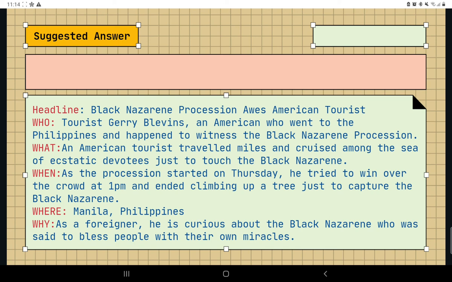So, what is the headline? The headline is the title, of course. The Black Nazarene Procession of American Tourists. The who? O, sino ba yung nandun sa article? Sino yung kinukwento? Si tourist na which the name is Jerry Blevins, an American who went to the Philippines and happened to witness the Black Nazarene procession.